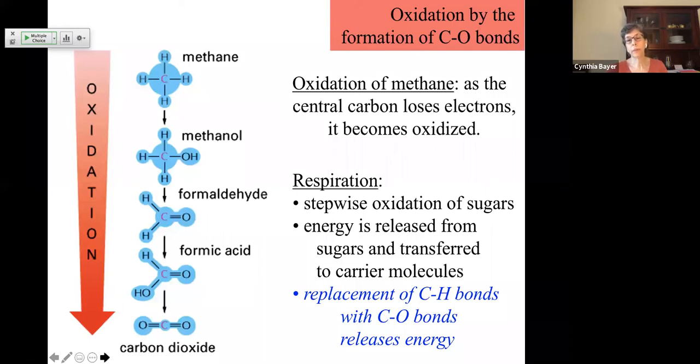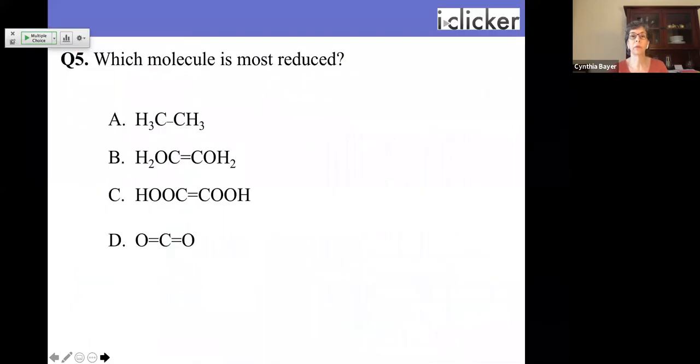So let's look at an example of a set of molecules, and ask you here: the first one is A, ethane, B is ethanol, C is oxalic acid, and D is carbon dioxide. Which of these molecules in this set is the most reduced?